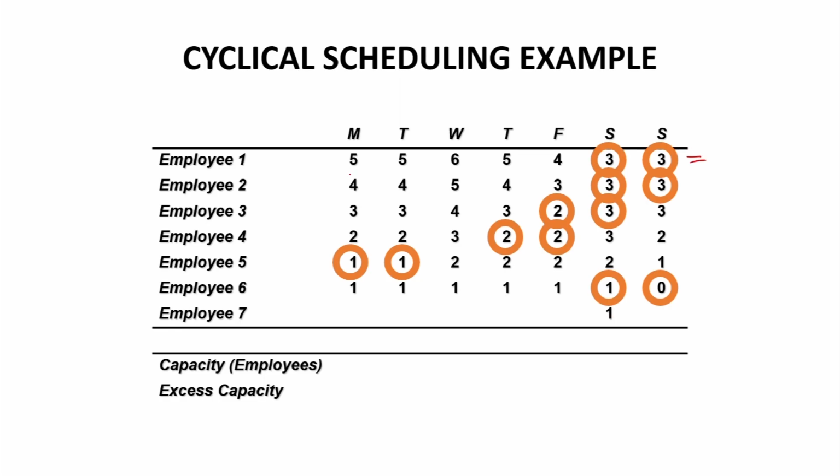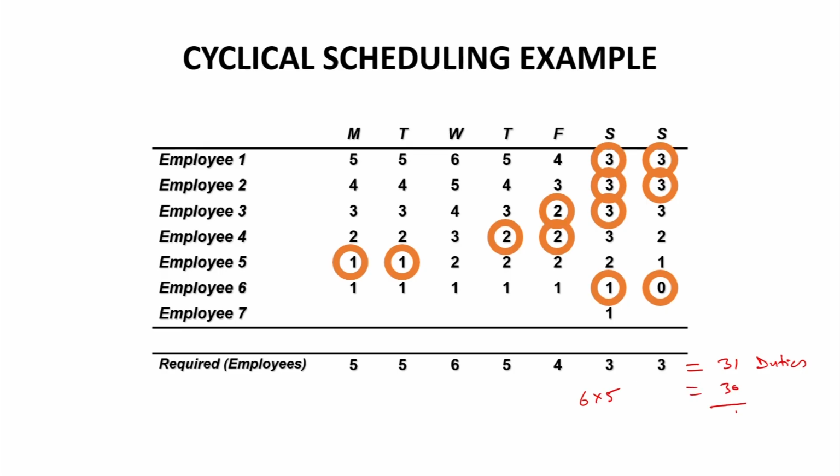If we make a total requirement, I can make a total here. What is the total requirement? 5 plus 5 is 10, plus 6 is 16, 21, 25, plus 6 is 31. So, total 31 duties are required and 6 into 5 is equal to 30, and still I am having one duty. So, I need 7th employee to be employed for 1 day. So, 6 employees to be employed for 5 days and 1 employee to be employed for 1 day.